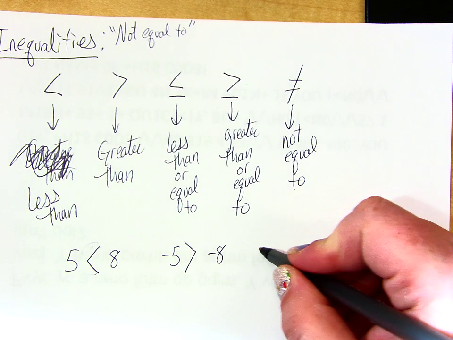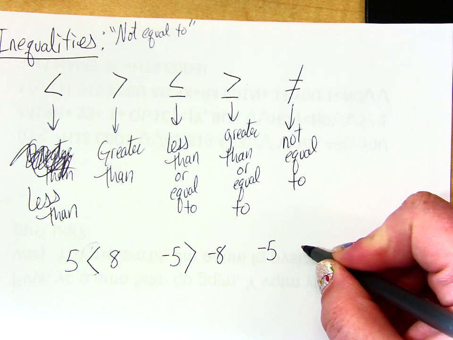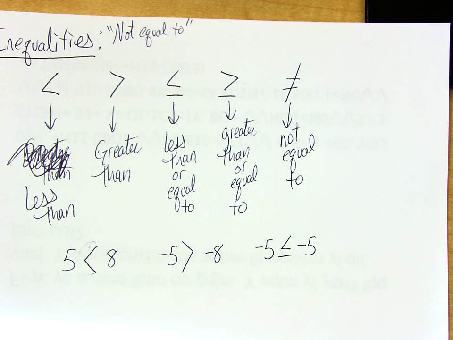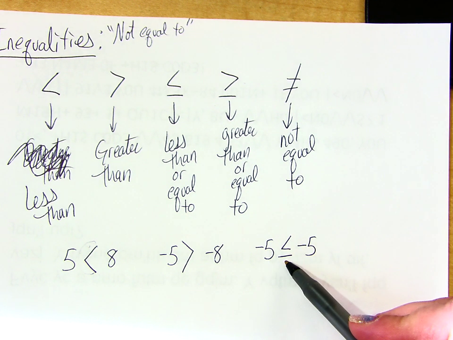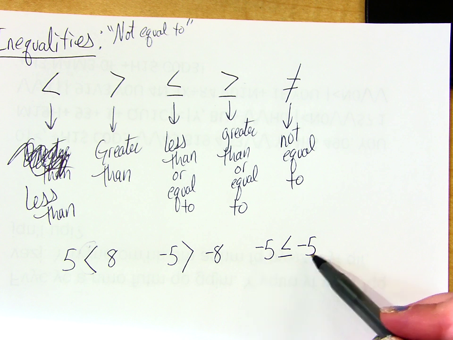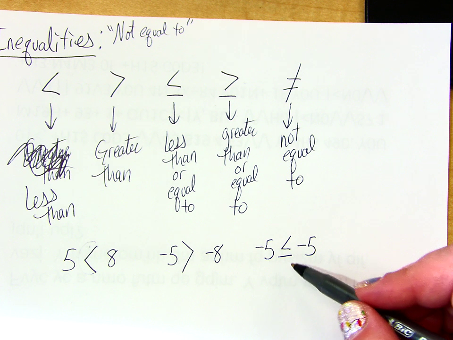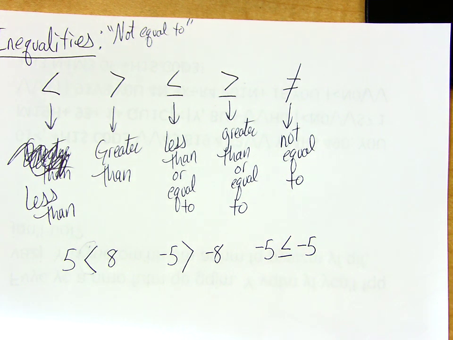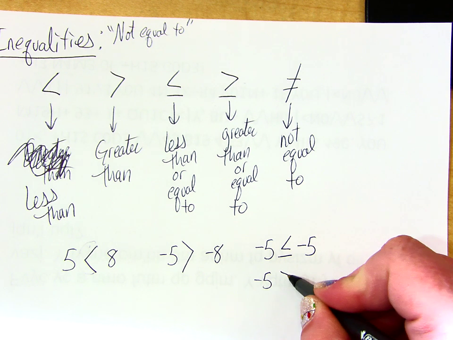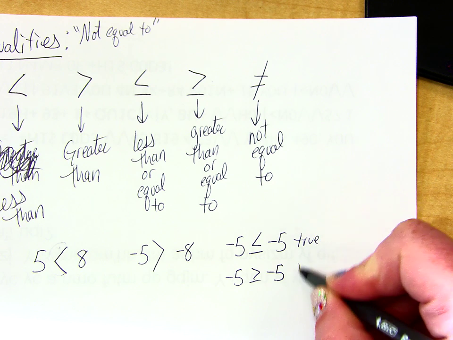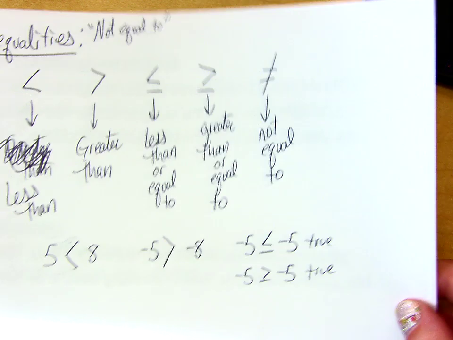When I have two numbers, tell me if this is true or false. Is that a true or a false statement? That's true because I have the less than or equal to sign. Negative 5 is obviously equal to negative 5 because it's the same number. So as long as I have that bar underneath, that's okay. This is still a true statement. What if you had it the other way? It actually wouldn't matter. This is still a true statement also. Good question. So they're both true either way.